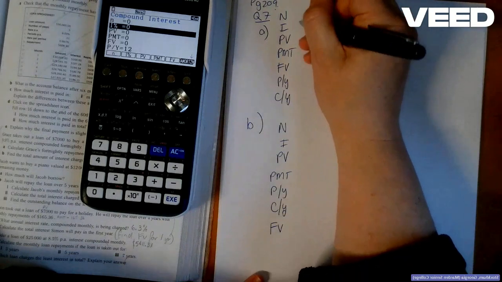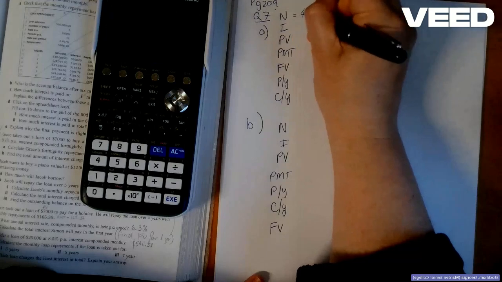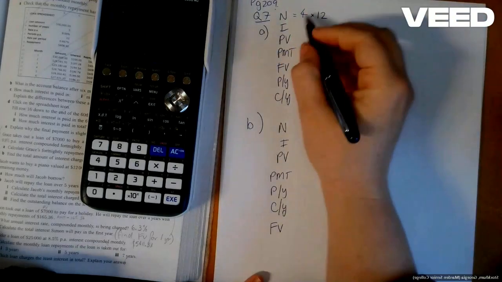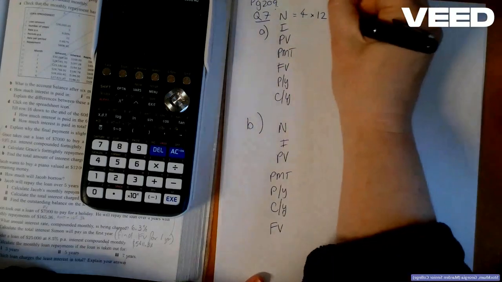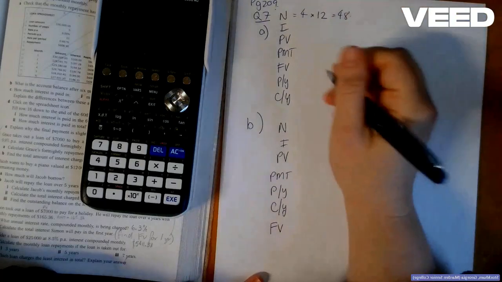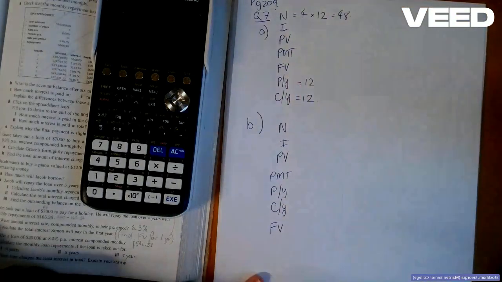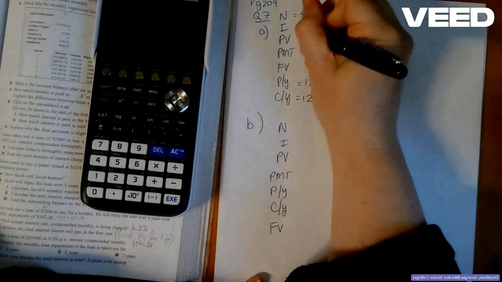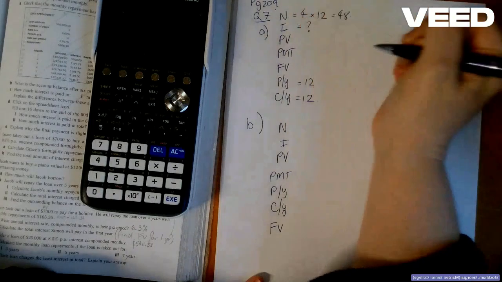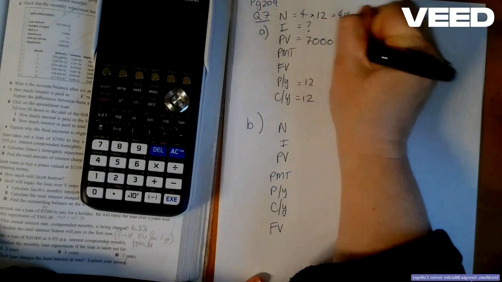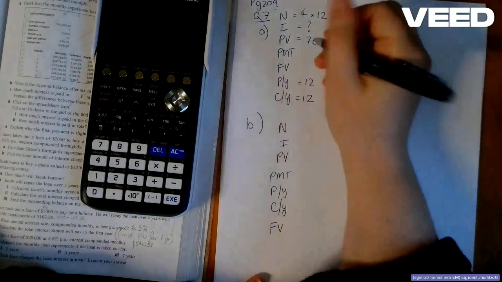Our N is going to be 4 years, and it's done monthly. The calculator can work that out for us, or you can work that out as well. This means our PY and CY for this question is going to be 12. At the moment, we don't have an interest rate. Our present value is going to be 7,000. It's positive because we're getting that money. We're taking the loan out.